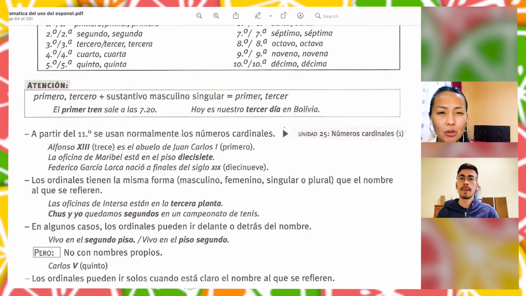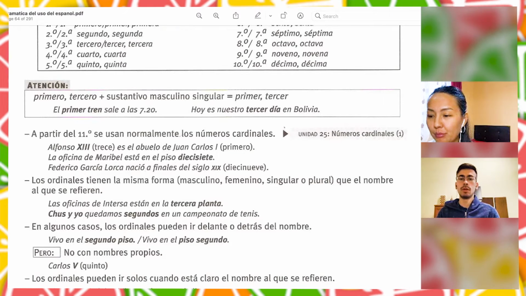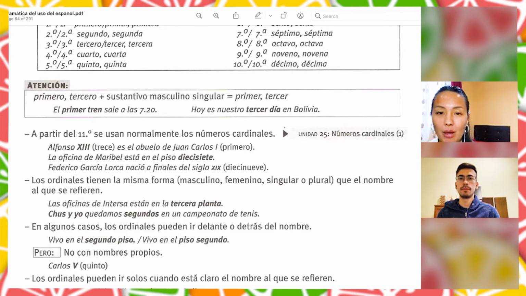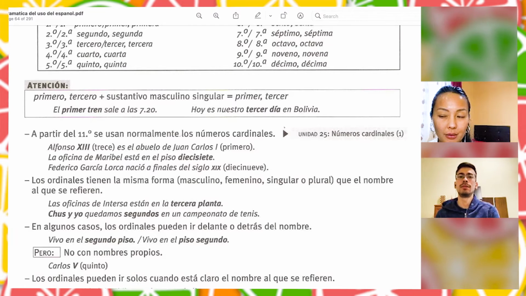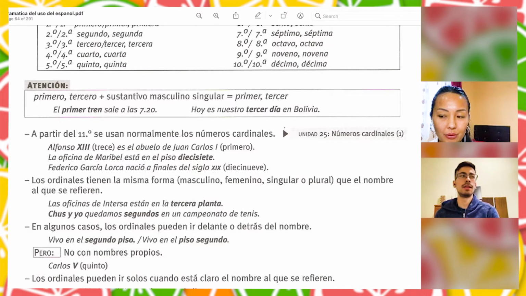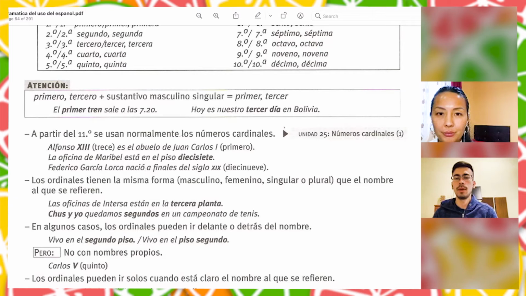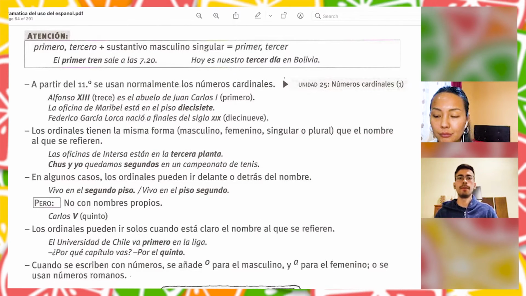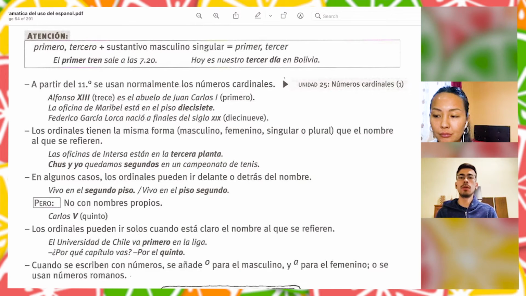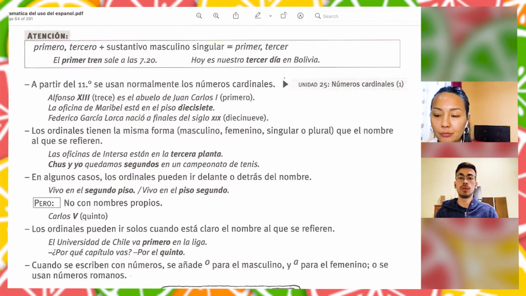Planta, what does it mean in English? Floor. Yes, there is another meaning. It could be flower, una planta. ¿Vale? In some cases, we can use the numbers before or after the noun. Okay.